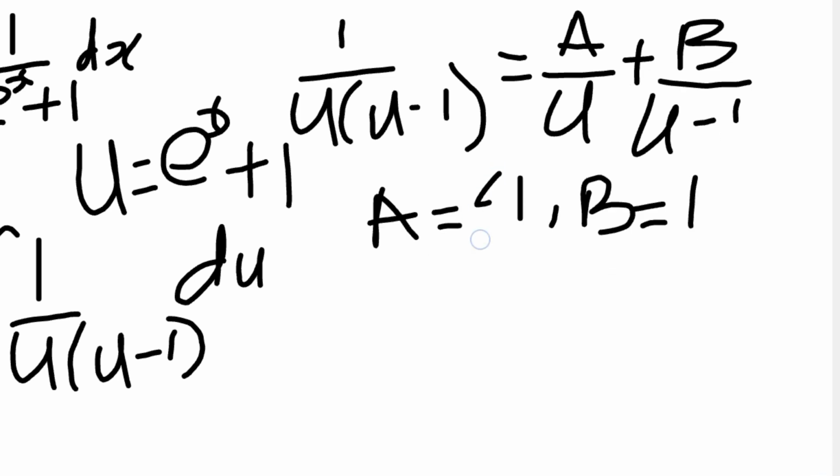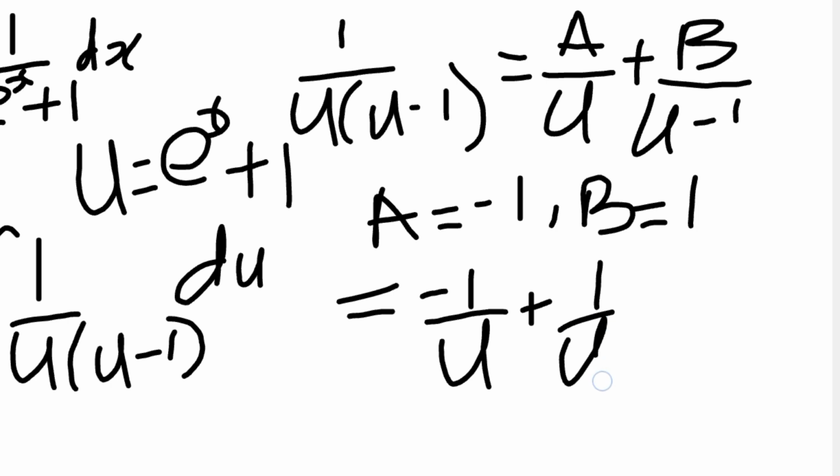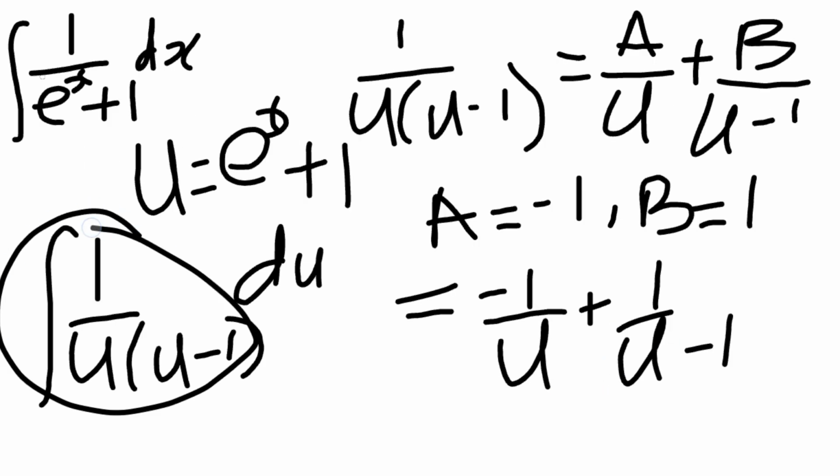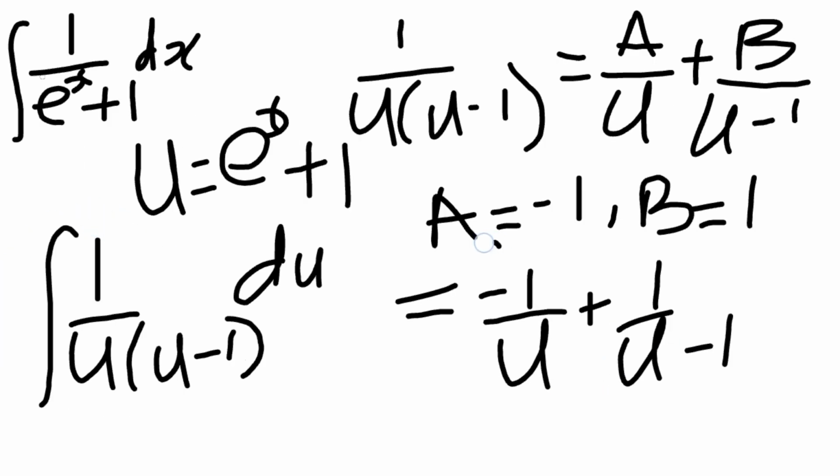So let's substitute the value of a and the value of b into this. We're going to have a equal to minus 1, so minus 1 over u, and b equal to 1, so plus 1 over u minus 1. So we just successfully decomposed this. Now we're going to have the integral of this with respect to u.